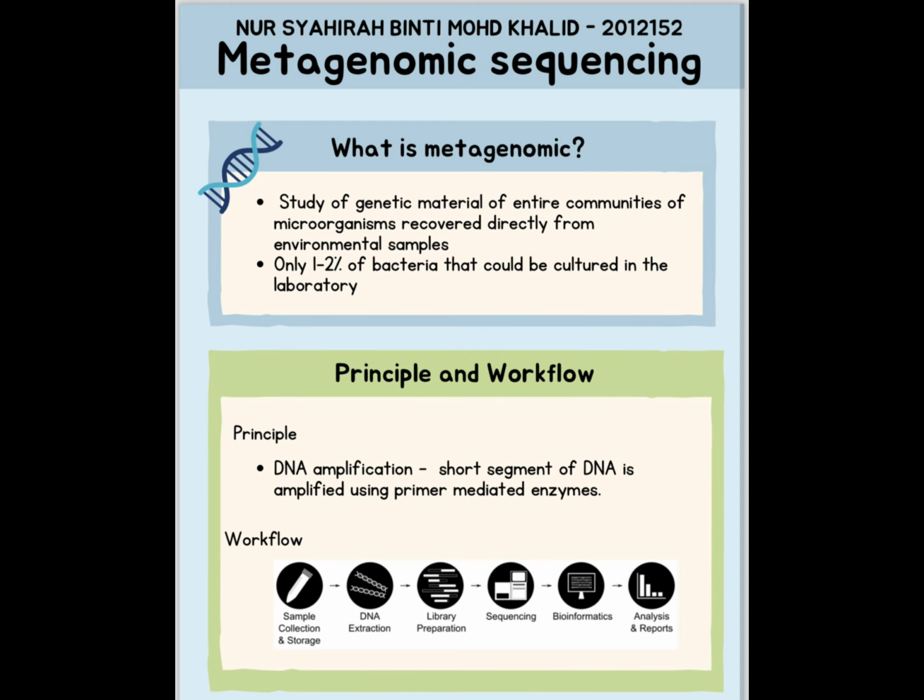High-throughput sequencing technologies, such as Illumina, are used to read the DNA fragments. Next is bioinformatics, where quality control is done to filter out low-quality reads and adapter sequences. Lastly, the taxonomic and functional profiling of the sequenced DNA is analyzed.